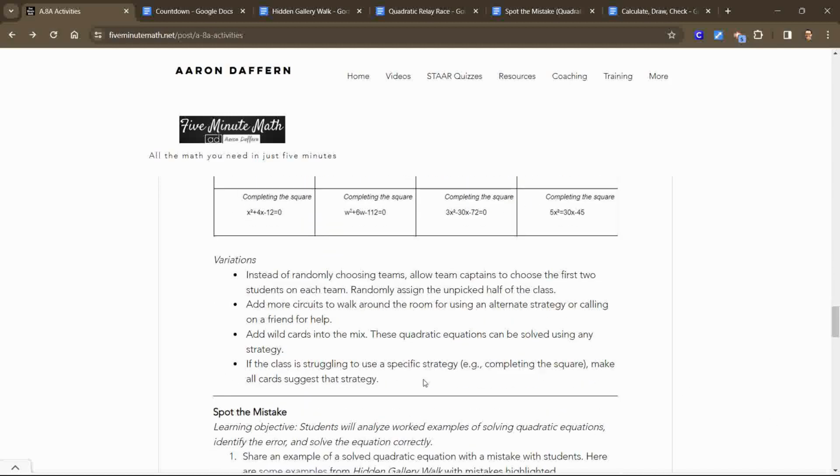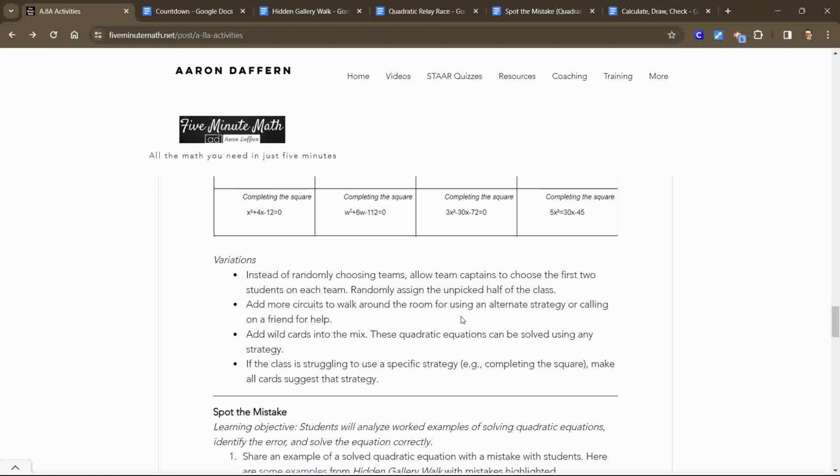So some variations there. Instead of randomly choosing teams, you're going to have team captains choose the first students in each team. I would not recommend going all the way to the end because no one likes to be picked last. So have each captain pick 1 or 2, and then you randomly assign the unpicked half of the class. You can add more circuits around the room for any use of alternative strategy or calling on a friend for help. I just chose 1 circuit or 2 circuits, just arbitrarily.